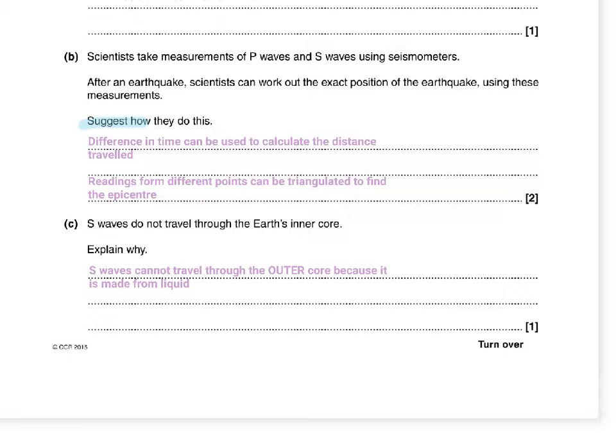And then part C: S waves do not travel through the Earth's inner core. Explain why. Well, they don't travel through the Earth's inner core because they don't travel through the Earth's outer core. So S waves cannot pass through the outer core because it is made from liquid. So remember, S waves are transverse. That means that they cannot pass through liquids because the liquids will not pass on that perpendicular vibration.